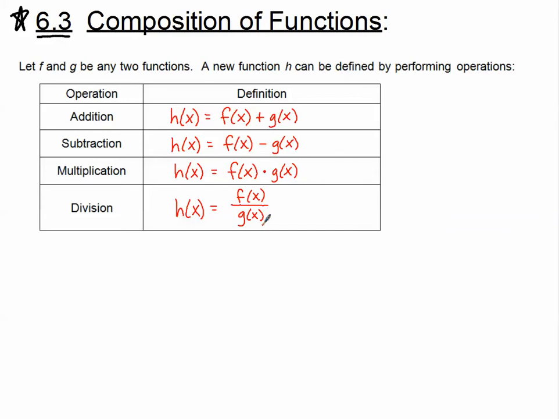Now we do have to watch out for division because once we include a denominator, we know that denominators can never be equal to 0. So if we're going to do this division, g of x, that function, cannot be equal to 0 because we can never divide by 0. So these are the four operations we can do with our functions. We just have to make sure that we're using the correct functions and of course using the correct operation.